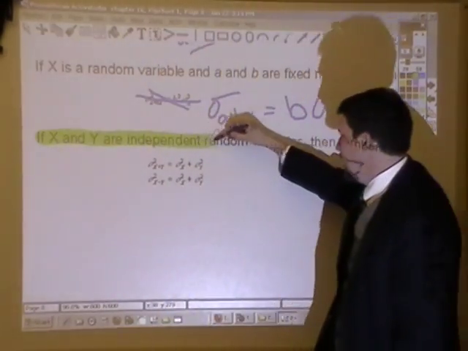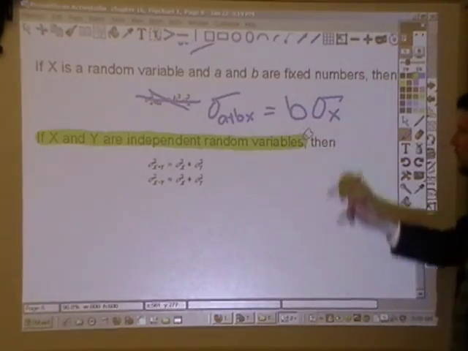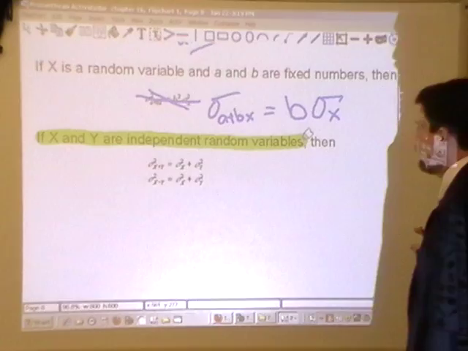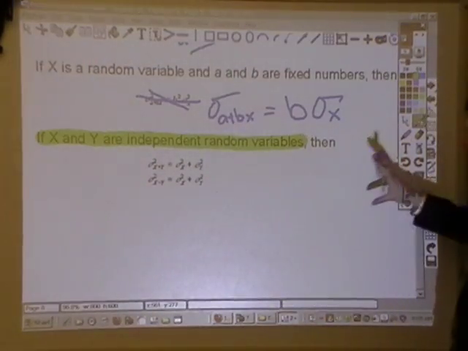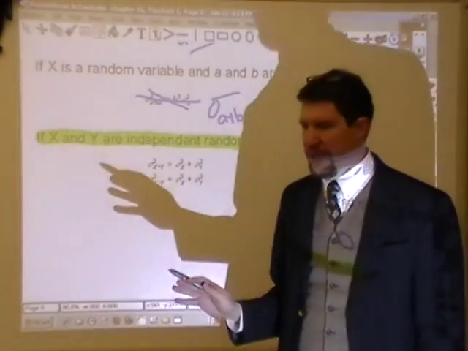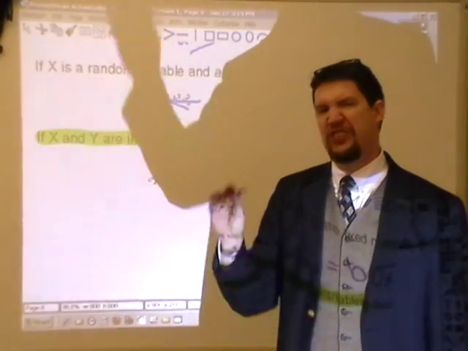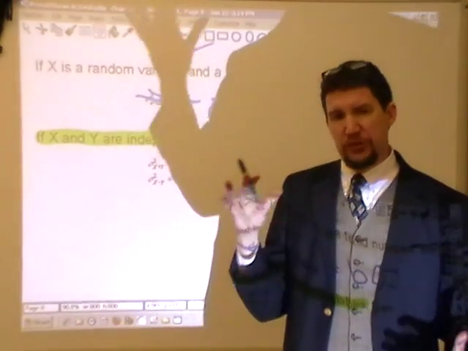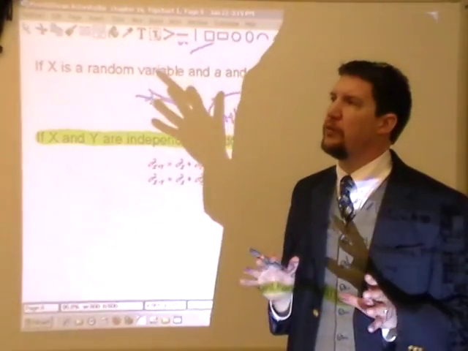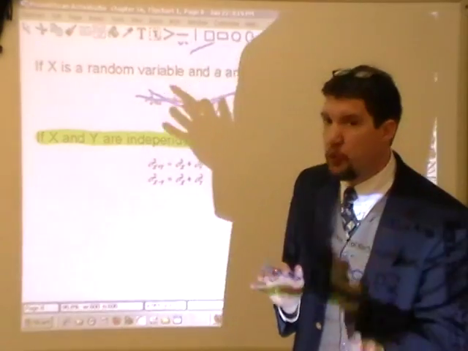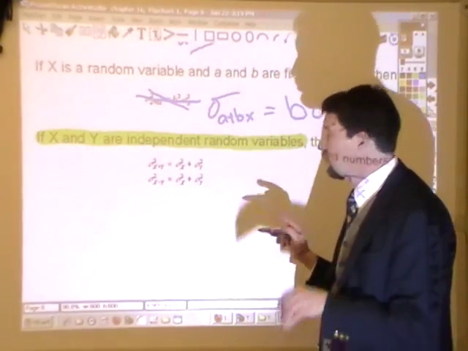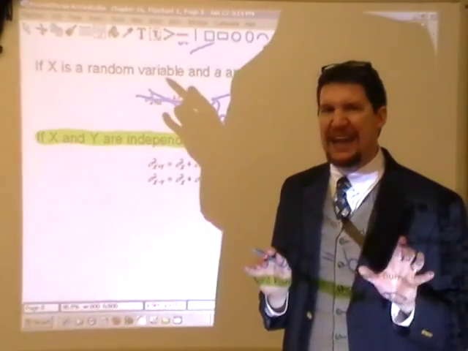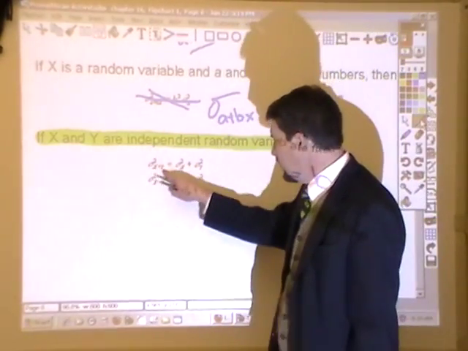If X and Y are independent random variables, meaning there is no relationship between the two, then I cannot combine standard deviations. The reason I can't combine standard deviations is because that last step, that square root, screws up the adding of those variables together. So what I have to do is square them first. This is where the variance becomes really important. I have to square them first, and then I can add them.